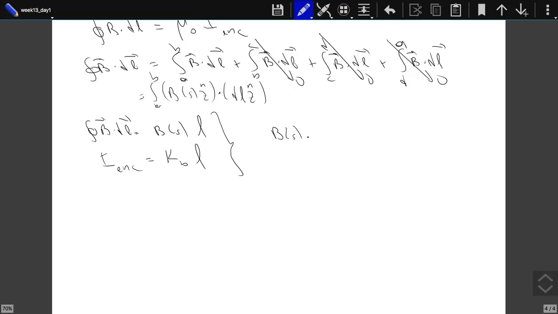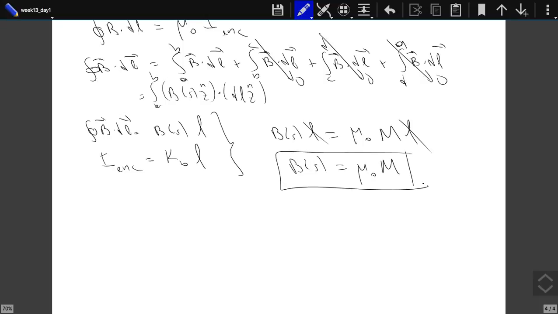So we know that B_s times L is equal to mu0 times K_b, and K_b is just M times L. The L's cancel, so B_s is equal to mu0 times M. Well, there's only one thing left to prove. How do we know that the B field outside is 0? We claimed it to be 0.